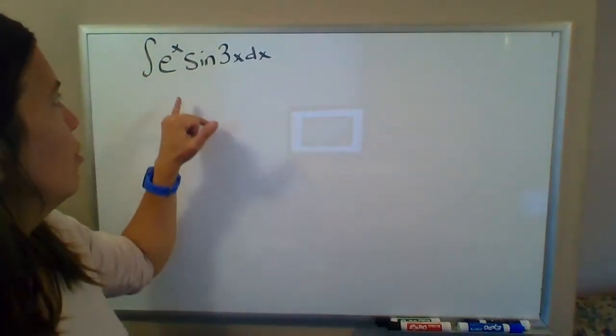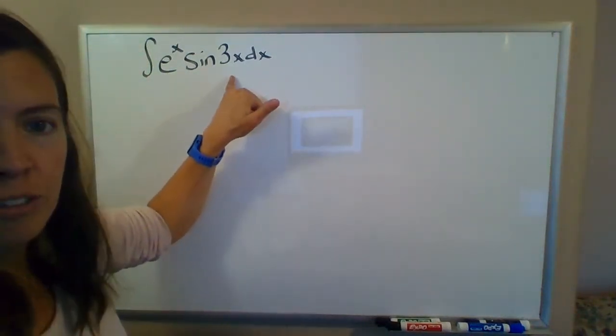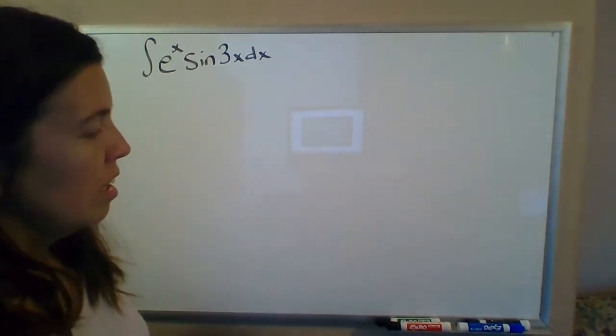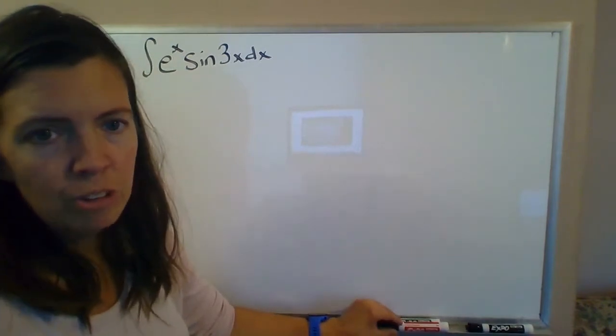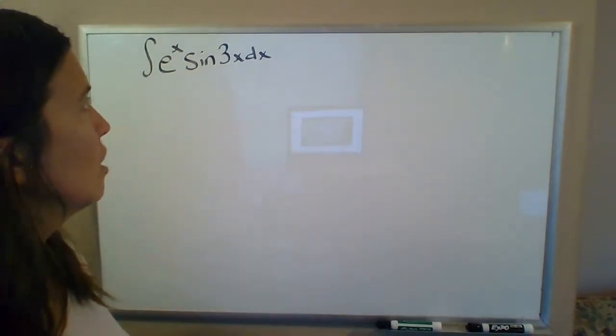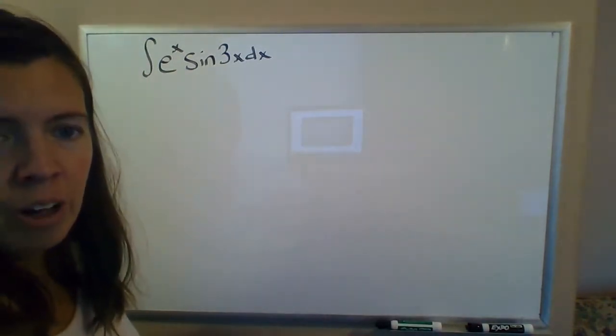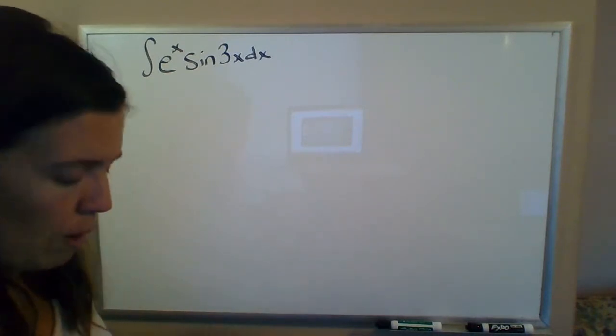So here we want to integrate e to the x times sine of 3x dx. Now when you're choosing your u and your dv, in this case it works either way. So you can let u equal e to the x, or you can let u equal sine of 3x. Turns out this is going to work out just fine either way.